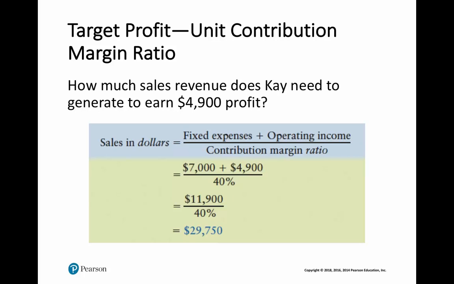And just kind of have these going down. That way, if you need the target profit in dollars, we need our fixed, our operating, and our CM ratio. Then right above that, how do I get my CM ratio? Right below that, how do I get my CM ratio? And then how do I get my CM?